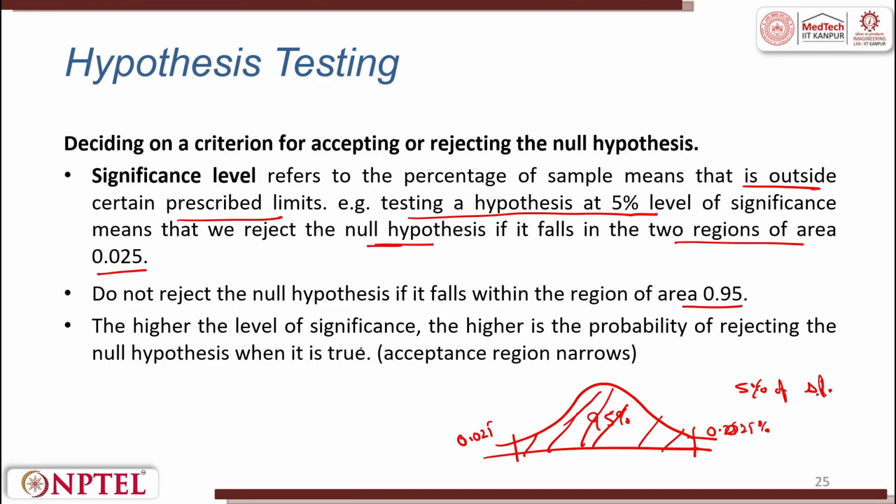The higher the level of significance, the higher the probability of rejecting the null hypothesis when it is true, that is, the acceptance region narrows. That means whenever we move towards this, the acceptance region, this narrows.